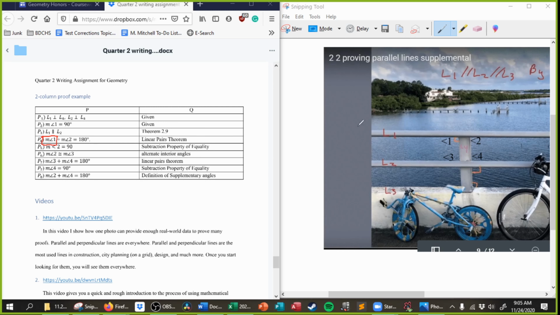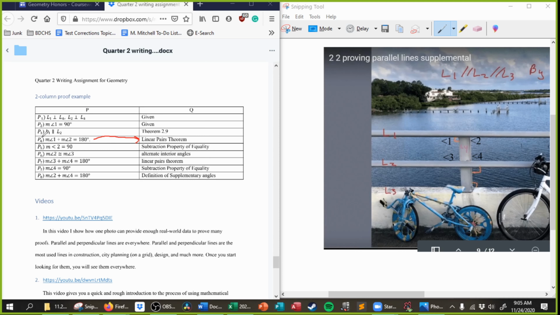angle 1. And if I come over here, I can see that angle 1 and angle 2 are in fact linear pairs. So I would say angle 1 plus angle 2 is equal to 180 degrees. What theorem tells me I'm allowed to say that angle 1 plus angle 2 is 180 degrees? I just tell you which theorem that is right there.